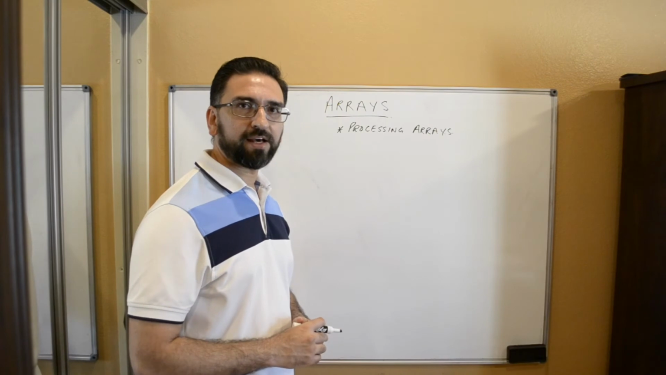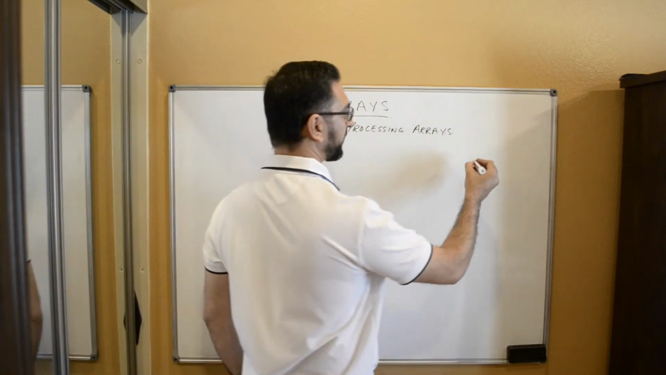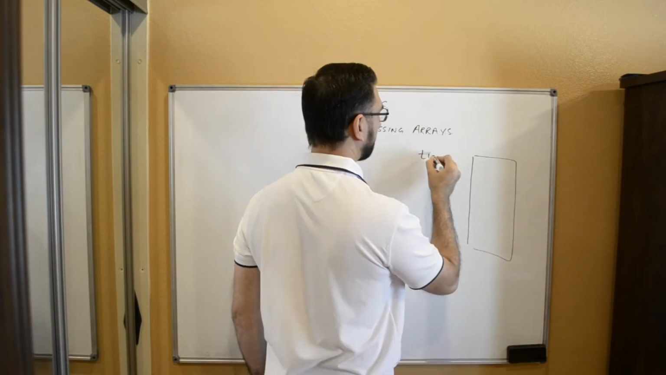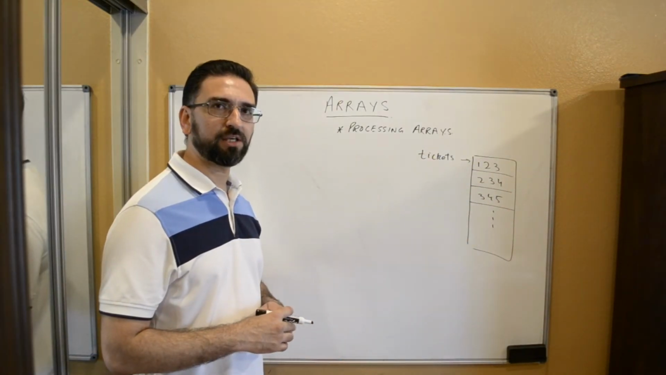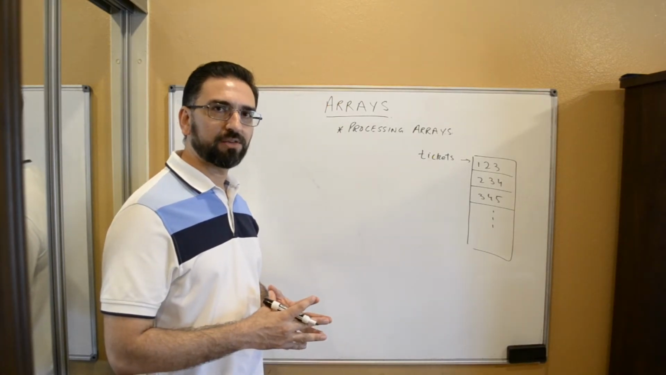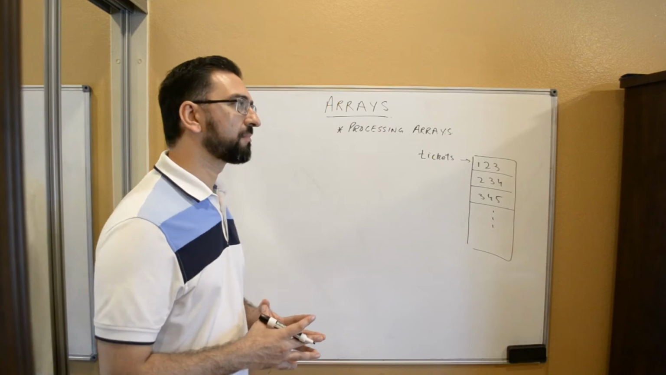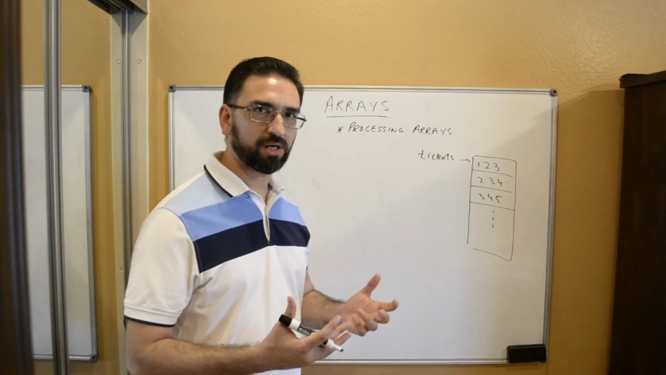Now suppose we have printed a lot of tickets throughout the day and we are storing those tickets in an array. Let's suppose at the end of the day we want to generate a report for all the ticket numbers that were generated throughout the day. How can we do that? In order to do that, we have to process this array somehow.